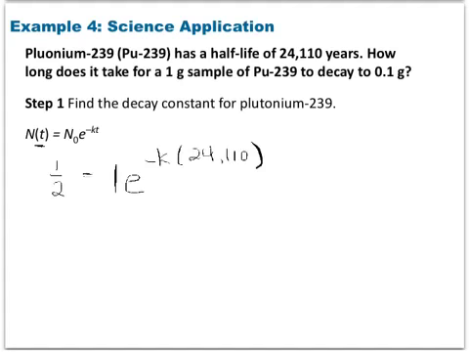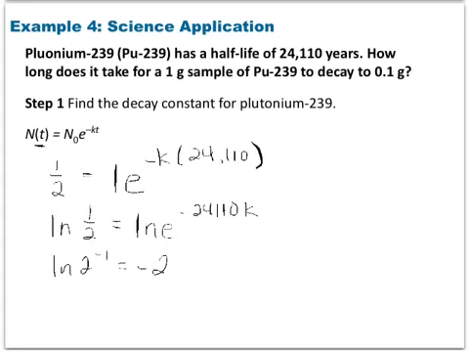Okay, I don't know what to do with this, but I do know that the opposite of e to a power is natural log. So I'm going to take the log of both sides. This simplifies, the left side goes log of 2 to the negative 1. On the right, the e's disappear and I have negative 24,110k. Drop that negative in front.